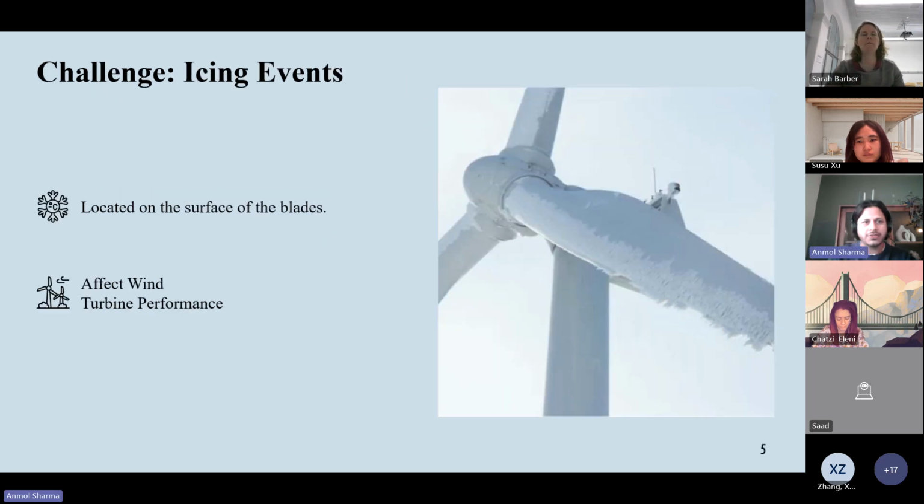The next challenge was icing events. What is icing? Icing is the ice or the snow which is located on the surface of the blades, and it's a kind of failure which affects the aerodynamic balance, and indirectly relates to the power generation of the wind turbine. So these were the two challenges where I focused on in this challenge.